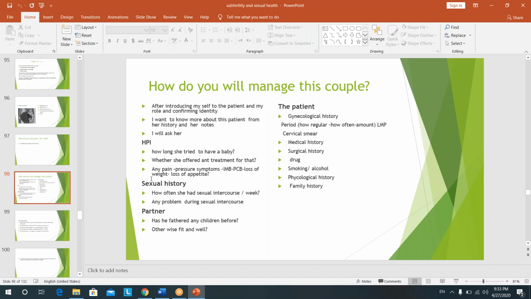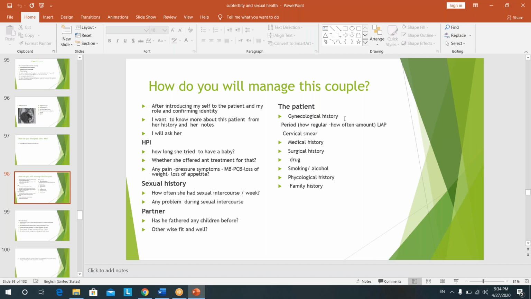Then go to the sexual history. Ask her how often she has sexual intercourse, to exclude an intercourse or coital problem. How often per week, and any problem during sexual intercourse. Ask her about her partner, whether her partner has fathered children before, otherwise fit and well. You can go into details in the history of the partner, like any medical history, any surgical history, any allergies. If you want to manage your time, otherwise he is fit and well, like that.